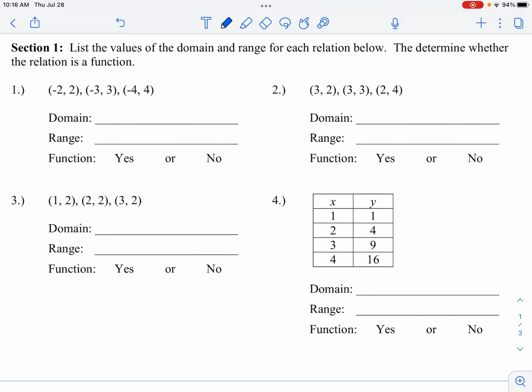The domain values are the x values. The range values are the y values. So my x values are always first in the coordinate point, okay? And we list them as a set in this case. So it's -2, -3, and -4.